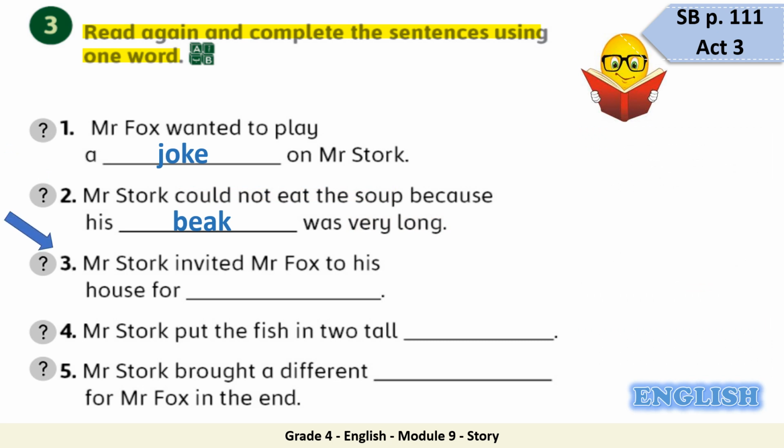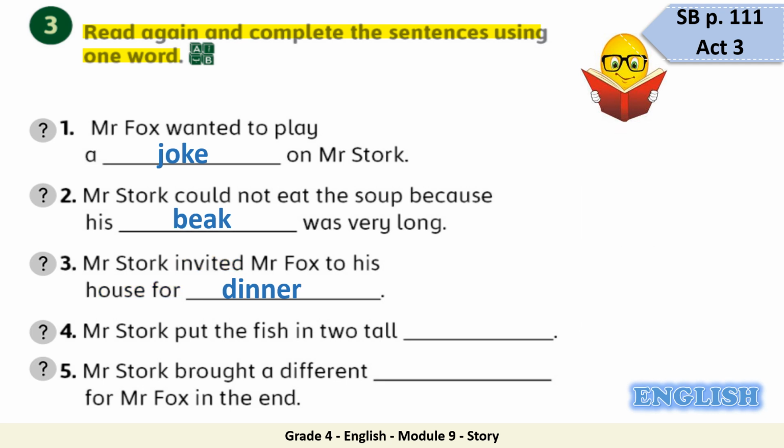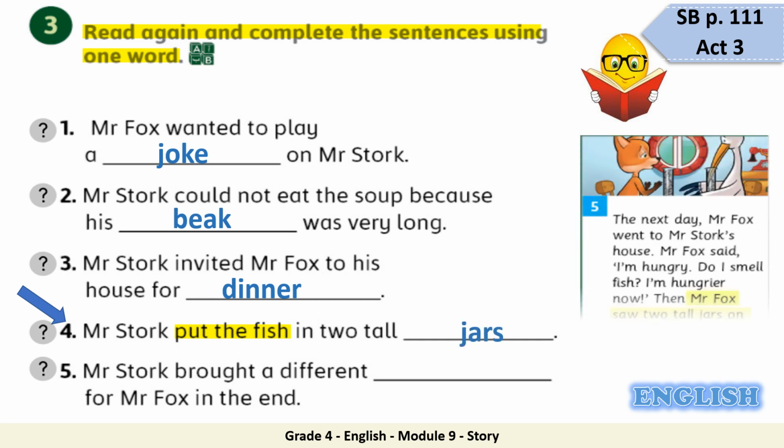Number 3. Mr. Stork invited Mr. Fox to his house for, and here are the key words. Dinner. Excellent. And here you can find the evidence. Number 4. Mr. Stork put the fish in 2 tall, and here are the key words. Excellent. 2 tall jars. And if you go back to the story, you're gonna find the evidence.